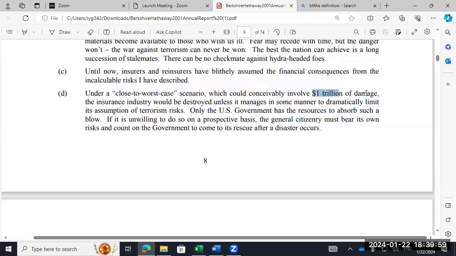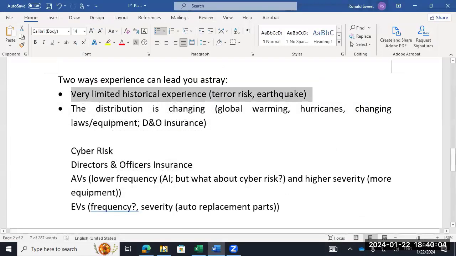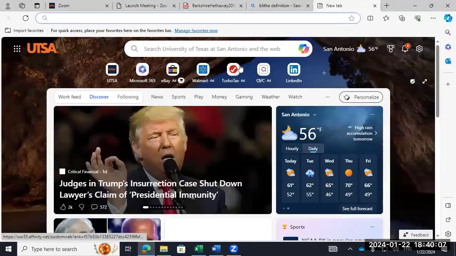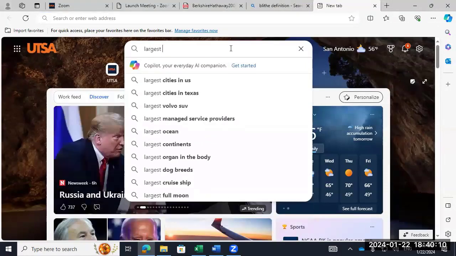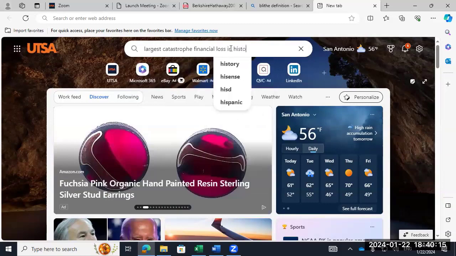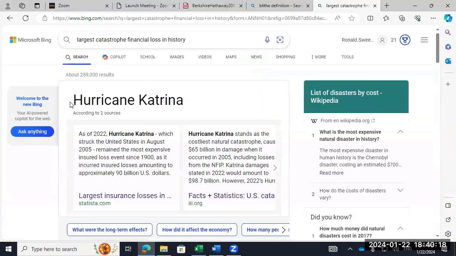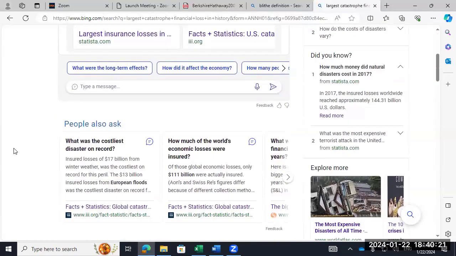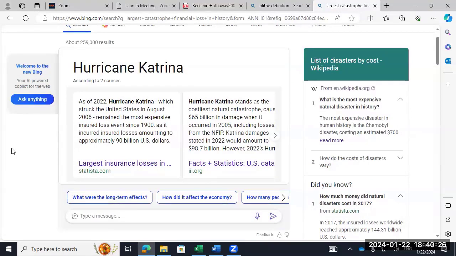I don't think we've ever had anything anywhere close to $1 trillion. I keep forgetting what the largest catastrophe financial loss in history is. Katrina. Yeah, okay, so we'll see when we do catastrophe risk. You have to distinguish between largest loss and largest insurable loss. You also have to distinguish between whether you're talking about the United States or the world.